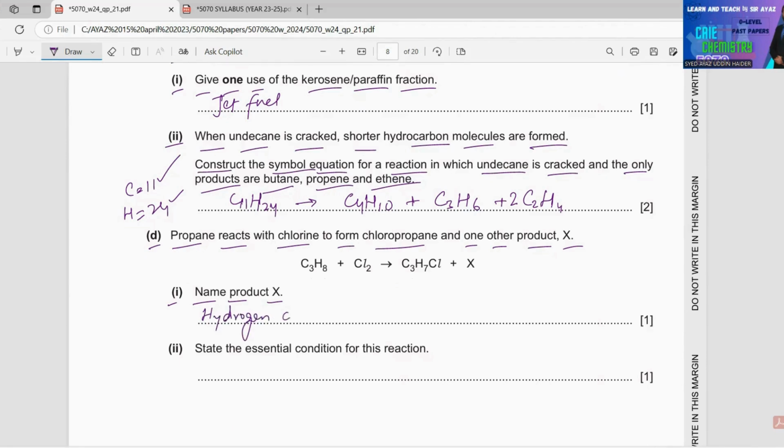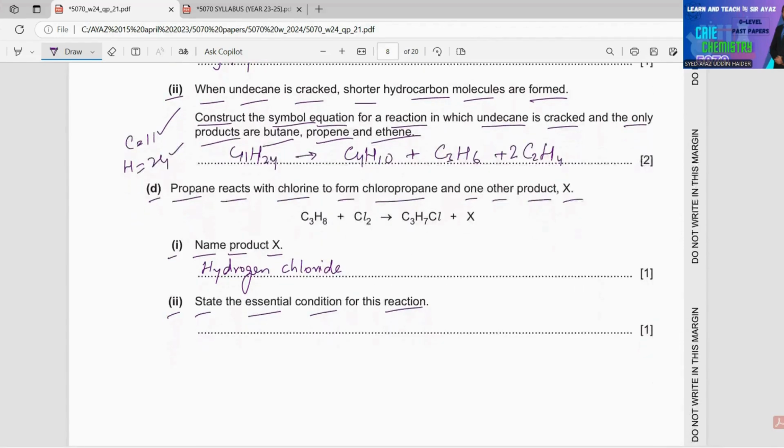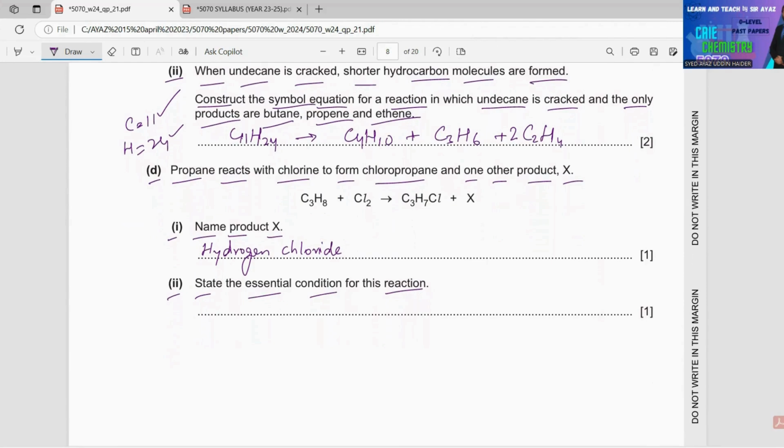Because in this reaction, one of the chlorine atoms will replace one of the hydrogen atoms. And the products obtained are a substituted alkane and hydrogen chloride. Number 2 is state the essential conditions for this reaction. The essential condition for this reaction is ultraviolet light. So I will write ultraviolet light. You can even write diffused sunlight.